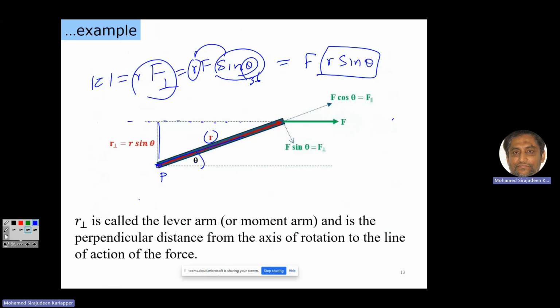And this is R sine theta. If this is theta, that means this is R sine theta. So I can say the torque can also be put forward as force, the entire force, not the perpendicular force, the entire force multiplied by the perpendicular distance of that force to the rotation axis. Right? So it's another way of getting the magnitude of the torque.